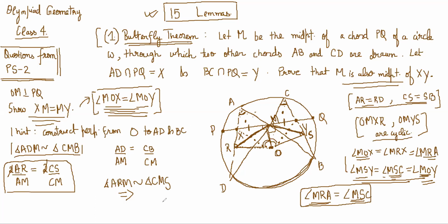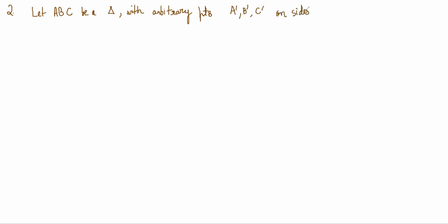So the second lemma is: let ABC be a triangle with arbitrary points A dash, B dash, C dash on sides BC, CA, AB respectively.